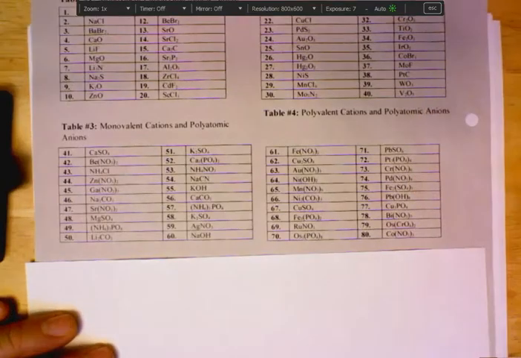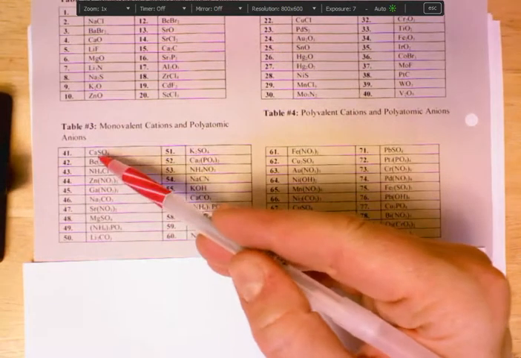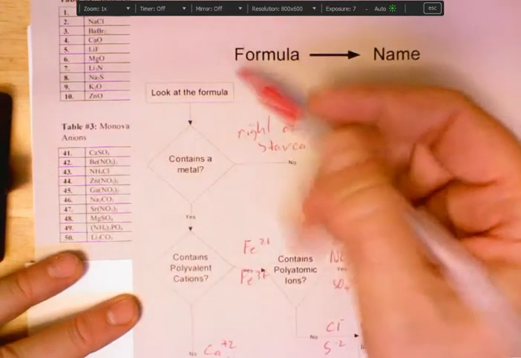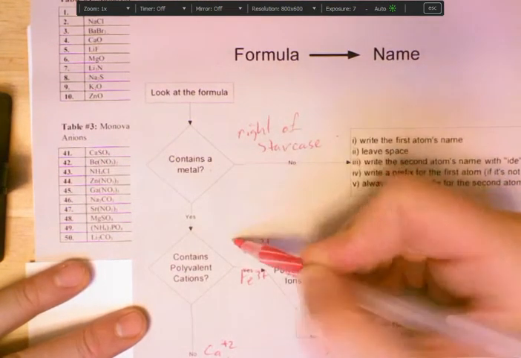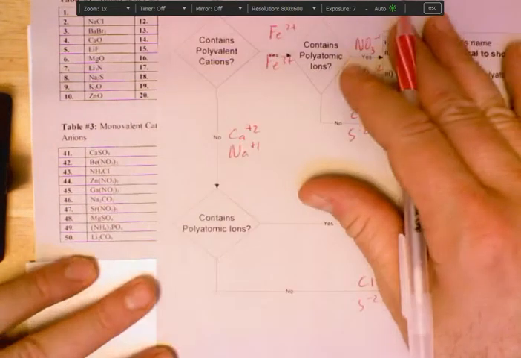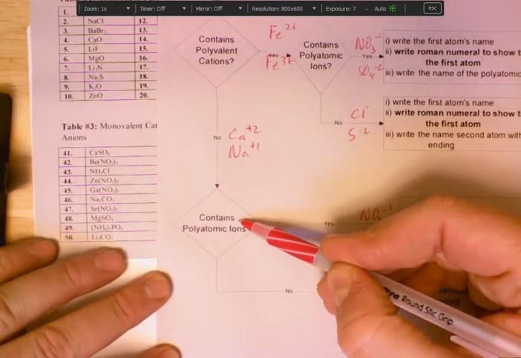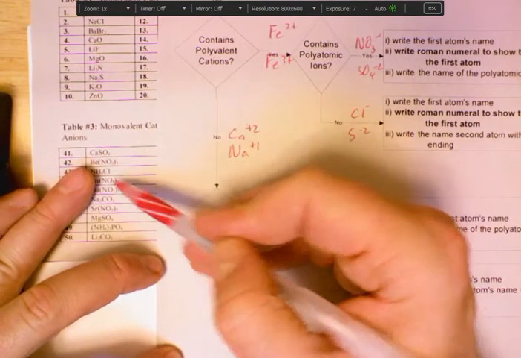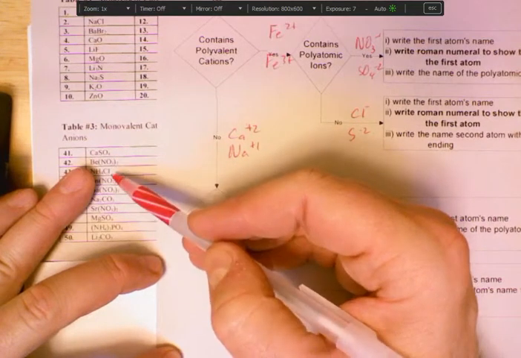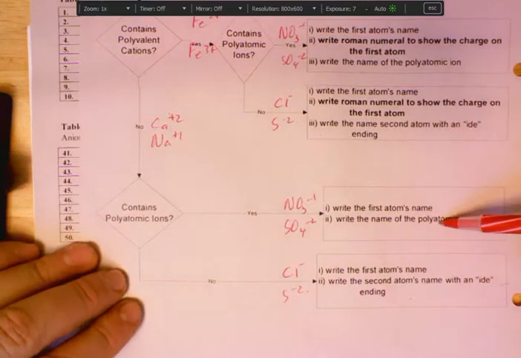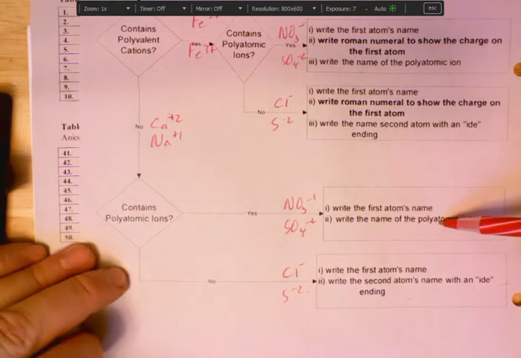Okay, we're on to table number 3 here, and in this case we've got simple cations and polyatomic anions. So using our flowchart here, we'll take a look at this CaSO4 first. The formula contains a metal? Yes, calcium is a metal. Is it polyvalent? Nope. Calcium can only have one possible charge. So we come down here and ask ourselves, does it contain a polyatomic ion? Well, as soon as you see a couple different atoms together like SO4 and NO3, you know it's polyatomic. And so the answer here is yes. All we're going to be doing is writing the first atom's name, and then we're going to write the name of the polyatomic ion. And if you need to look that up, you can use your periodic table to do that.